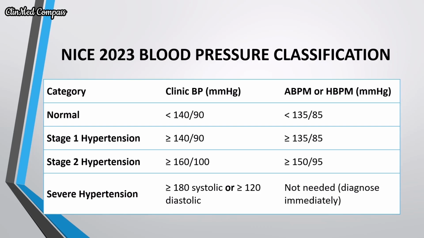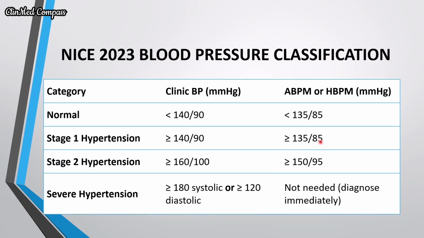This is the NICE guideline for classification of hypertension. This guideline actually follows a more practical approach. It defines clinic hypertension as a blood pressure of 140/90 and above. But here is the key point. This must be confirmed using ambulatory or home blood pressure monitoring.